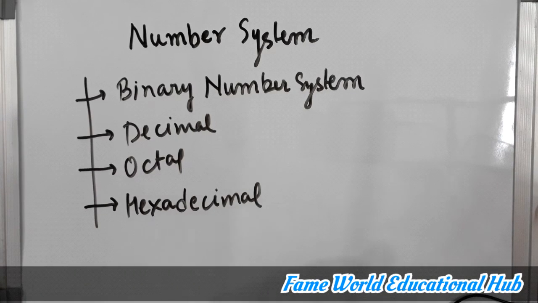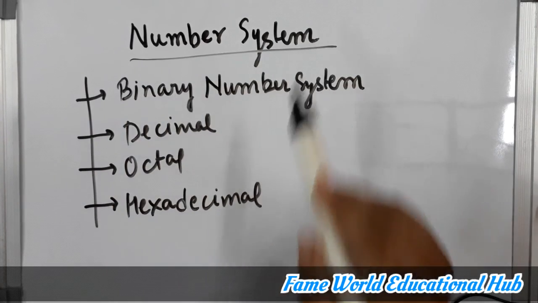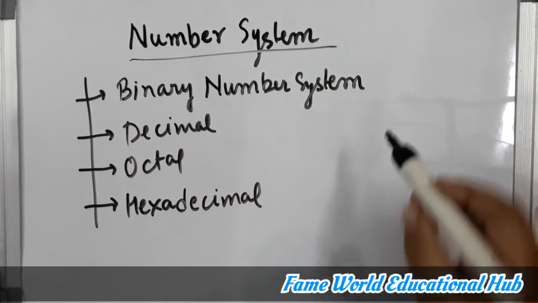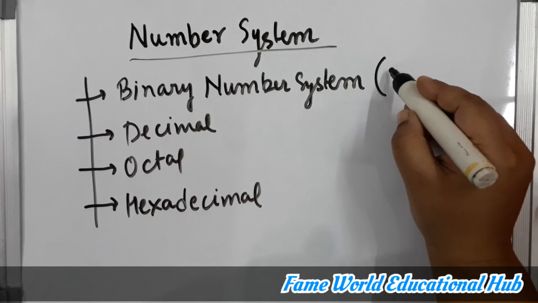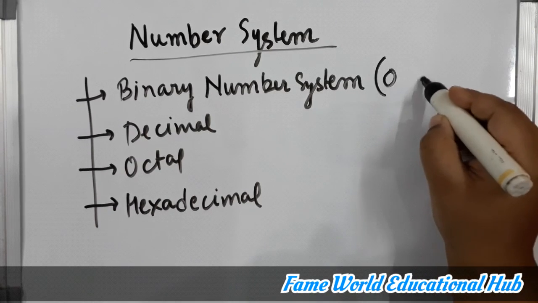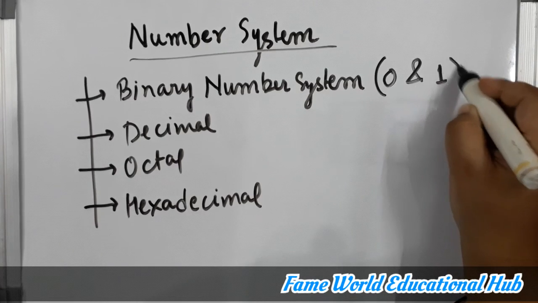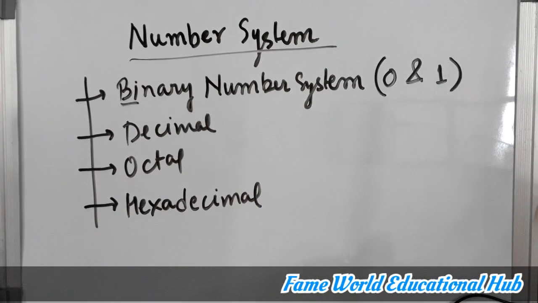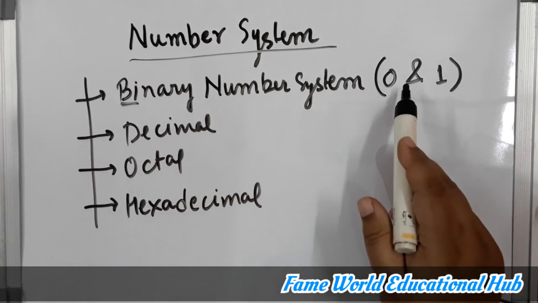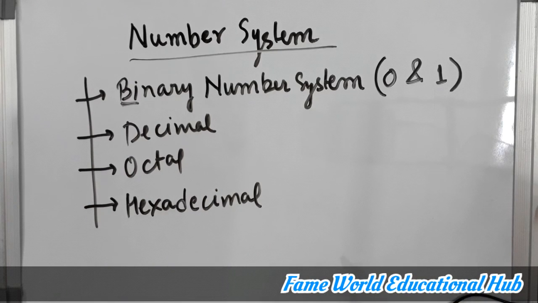Now when we are talking about a computer, what does a computer understand? A computer always understands the binary number system, because a computer only understands machine language. The binary number system consists of only two numbers. Bi means two, so binary is called binary because it has two values only, 0 and 1.